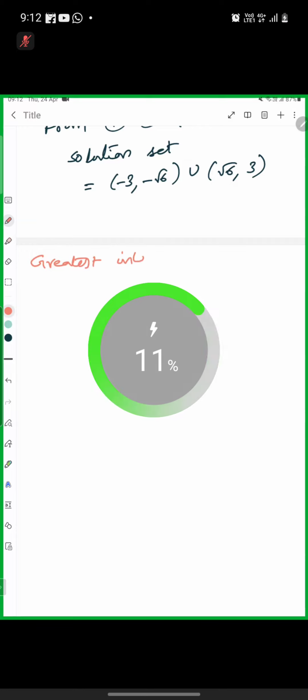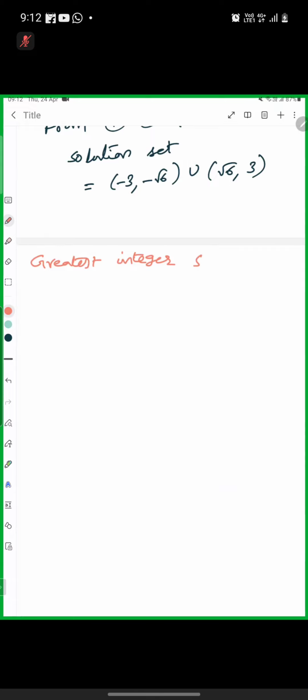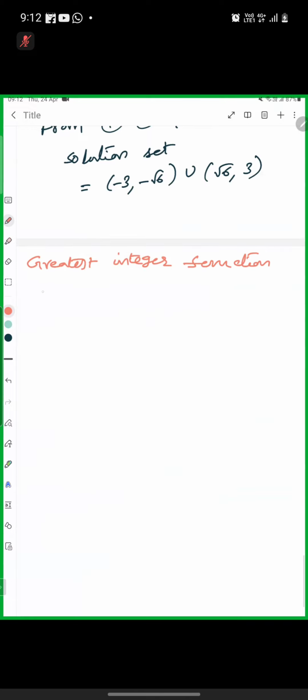Greatest integer function. Sometimes we call this a step function because its graph looks like steps. That's why we call it a step function. Greatest integer function or step function. First listen, don't write anything.